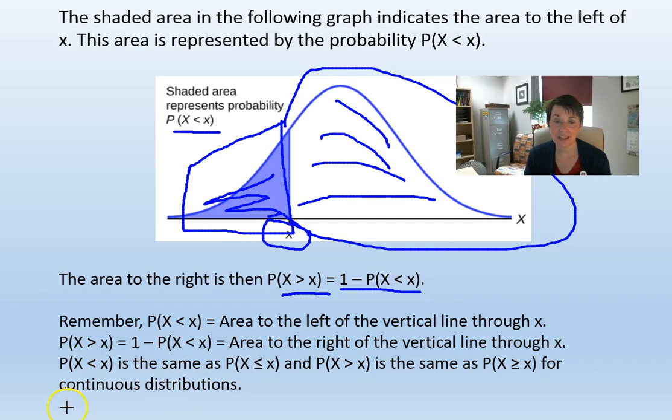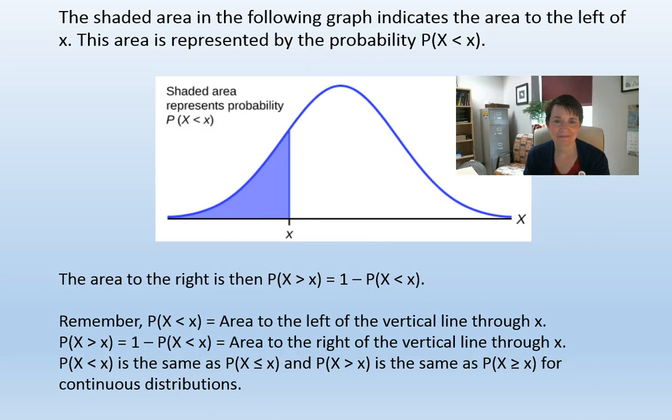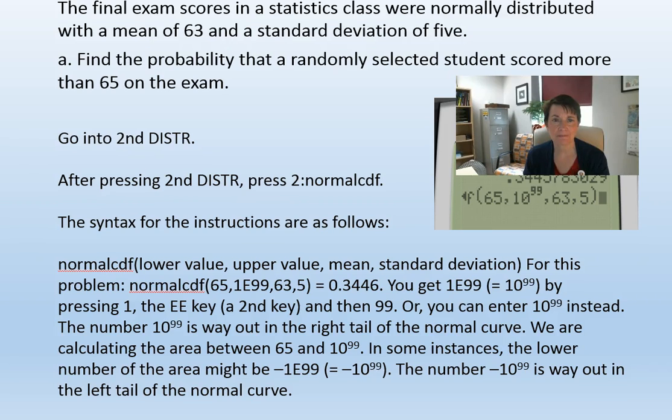And this is, again, continuous distributions: measurement, time, things like that. Otherwise, we'd be using the binomial distribution and those discrete distributions.